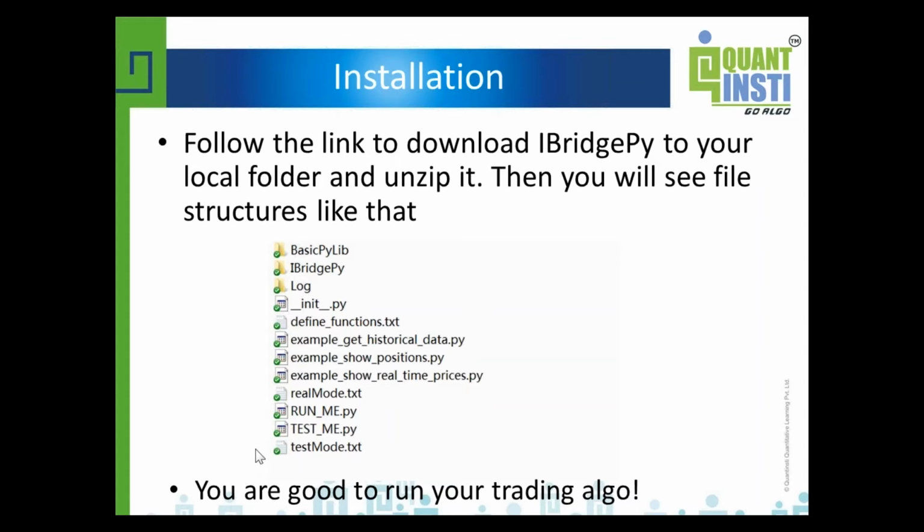Installation. First, you need to send me an email to ibridgepy@gmail.com to request a download link of the newest version of IBridgePy. Later, you will receive a download link in email. After you follow the download link, save the zip file and unzip it into your local folder, you will see a folder looking something like this on the screen.